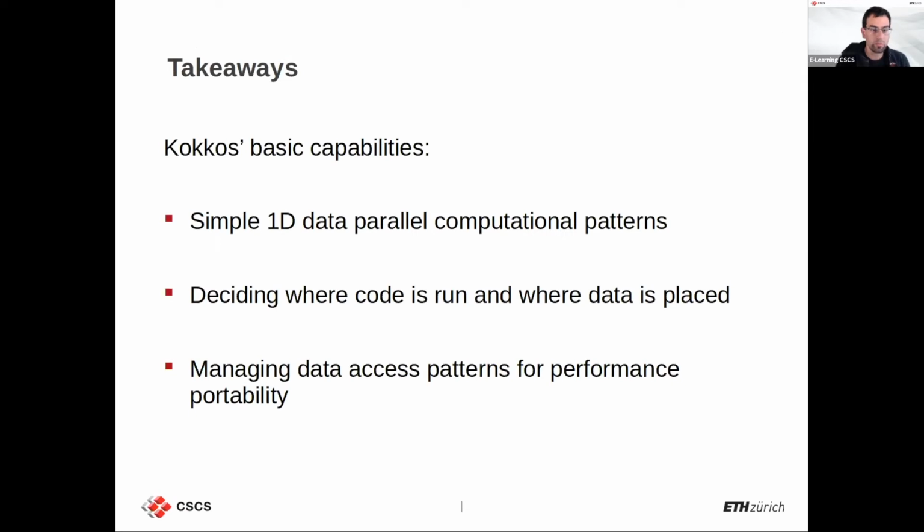So the basic concepts that I'm going to explain are simple 1D data parallel computation patterns, which are the parallel patterns, the easiest ones that you are going to use with Kokkos. Then we'll decide where the code is run and where data is placed. This is very important since we are trying to address multiple architectures. And then managing data access patterns for performance portability. This will be the last topic. It's very, very important for having performance portability.